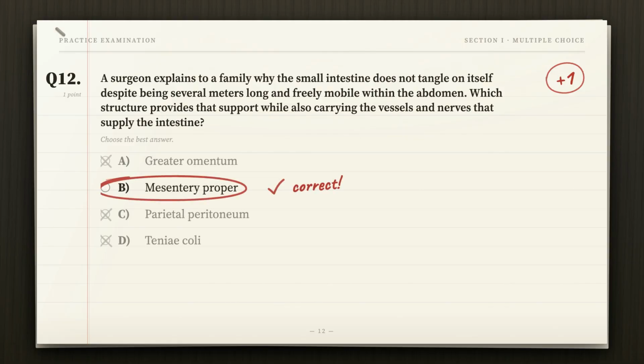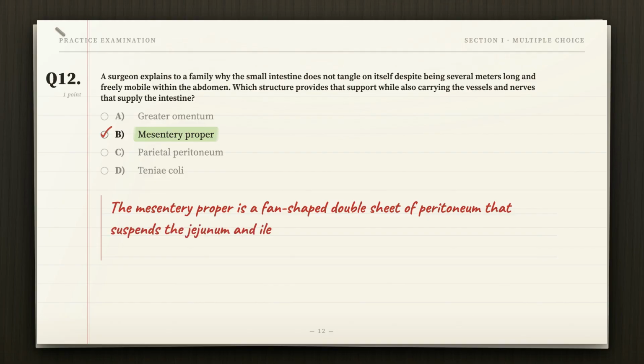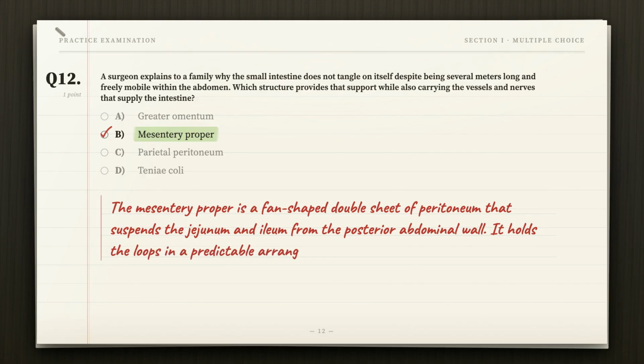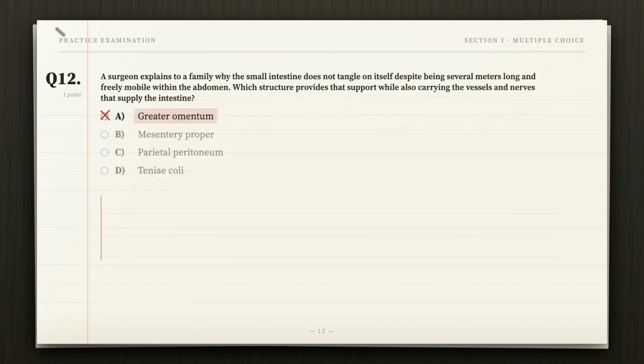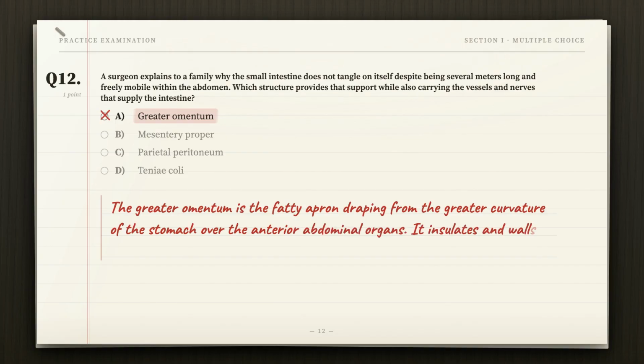The correct answer is B. Mesentery proper. B is correct because the mesentery proper is a fan-shaped double sheet of peritoneum that suspends the jejunum and ileum from the posterior abdominal wall. It holds the loops in a predictable arrangement and serves as the conduit for the arteries, veins, lymphatics, and nerves reaching the bowel. A is wrong because the greater omentum is the fatty apron draping from the greater curvature of the stomach over the anterior abdominal organs. It insulates and walls off infection, but does not suspend the small intestine.